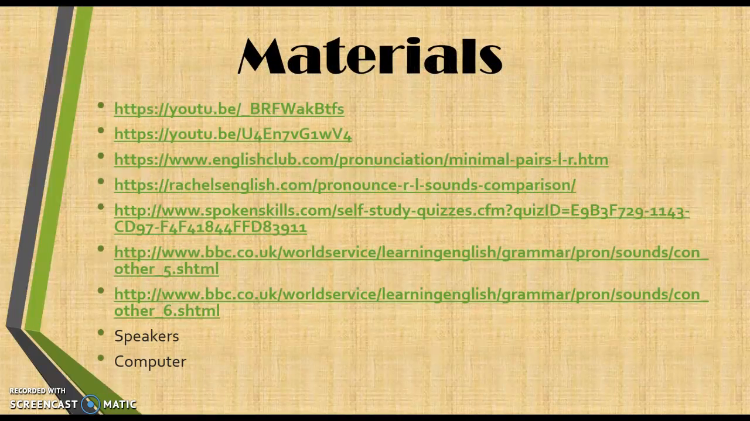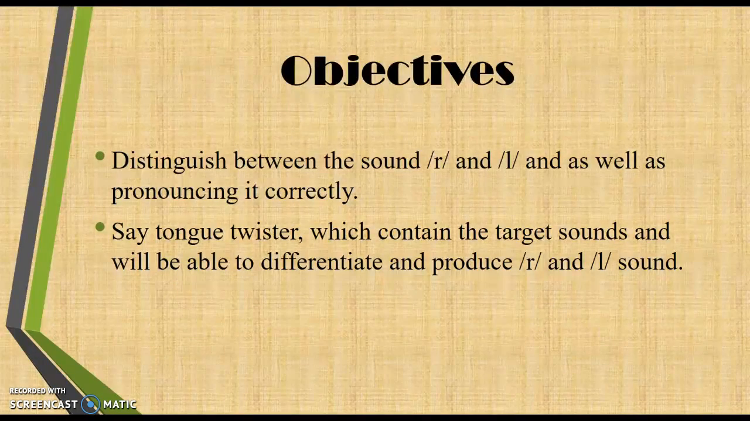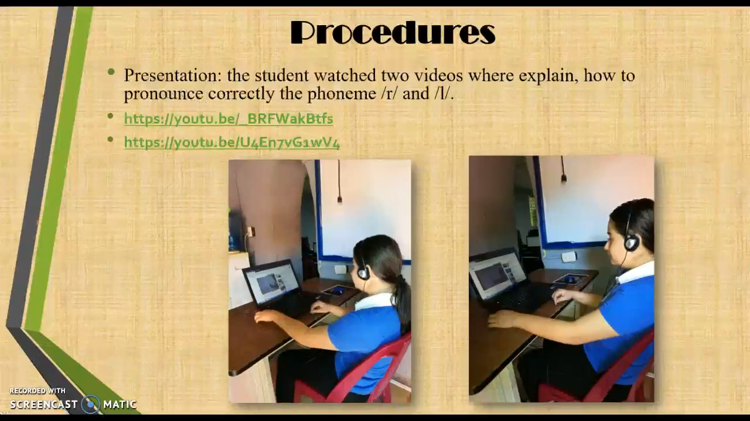Materials. We have a list of materials we use for this lesson plan: a video, YouTube, quizzes online, and some information. Also, we use a speaker and computer. Objectives. Distinguish between the sounds R and L, as well as pronounce them correctly. Say tongue twisters which contain the target sounds, and be able to differentiate and produce R and L sounds.